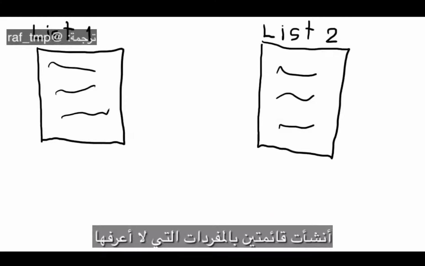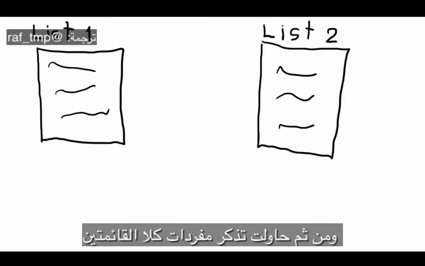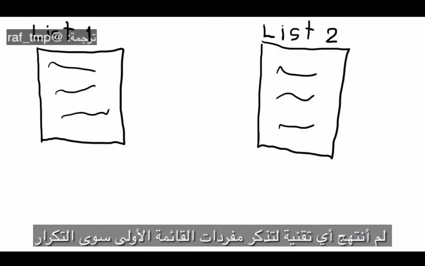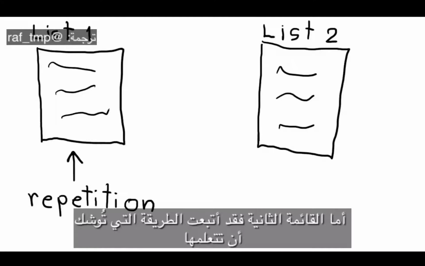I created two lists of words that I didn't know, and I just tried to memorize the words in each list. I did not use any technique to memorize the first list. It was just pure repetition. But for the second list, I used the technique that you're about to learn.